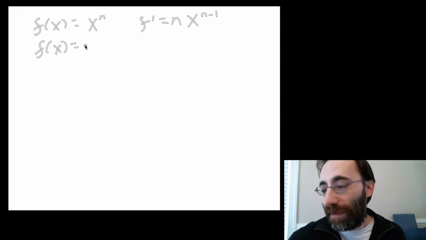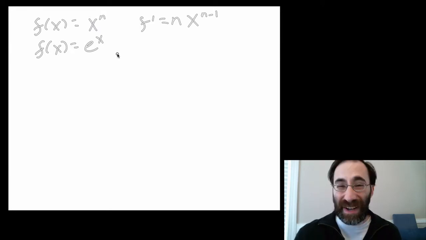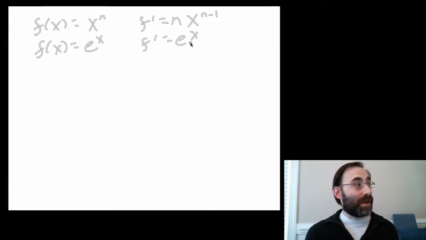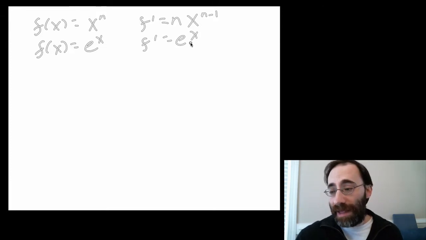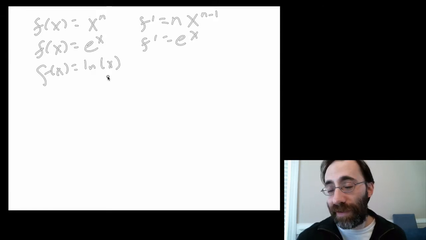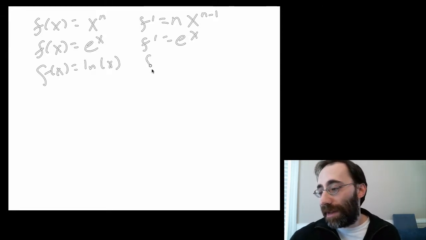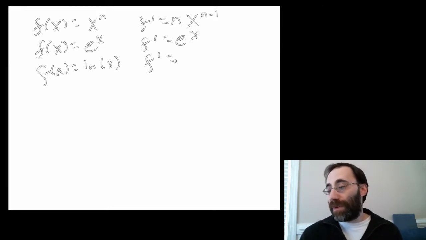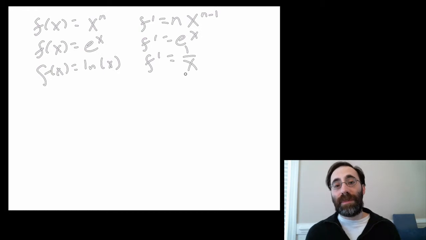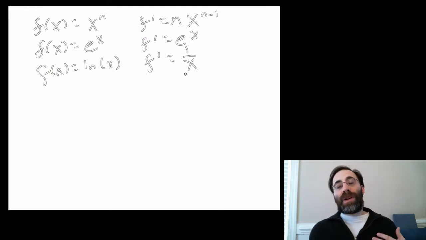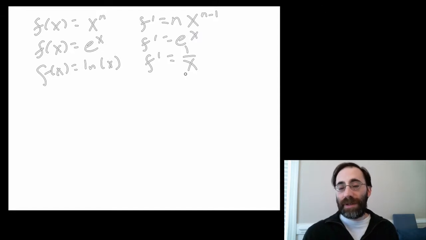Similarly, if you have e to the x, or an a to the x, but let's stick with e for now, then the derivative is e to the x. No rules need to be applied. And if the function is a logarithm, then the derivative is 1 over x. Again, no rules need to be applied. So that's good. What if you have more complex functions?